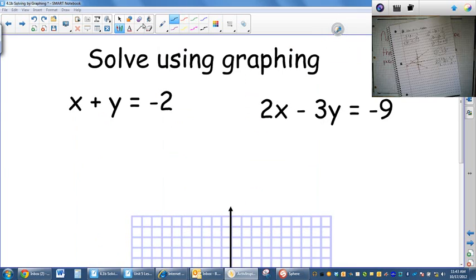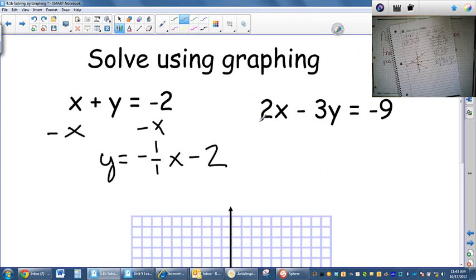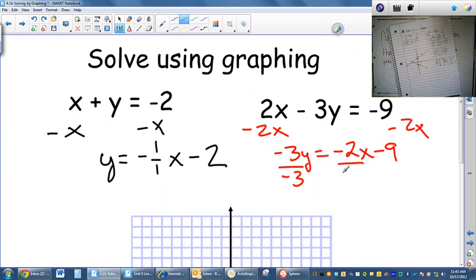So let's take a look at this. Let's solve this first one. We're going to subtract x from both sides. I get y equals negative 1 over 1 x minus 2. On this side, I'm going to start by subtracting 2x. I get negative 3y equals negative 2x minus 9. I then divide by negative 3, divide by negative 3, divide by negative 3. So I get y equals 2/3 x plus 3.